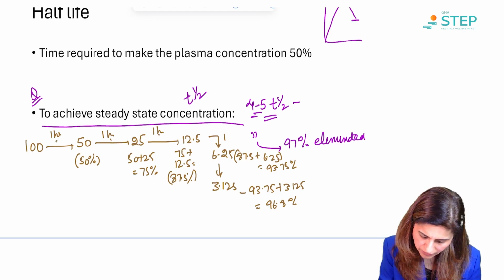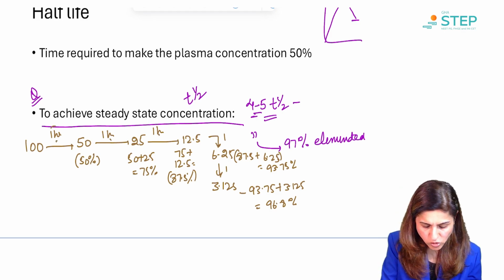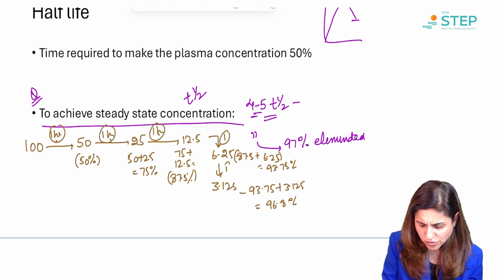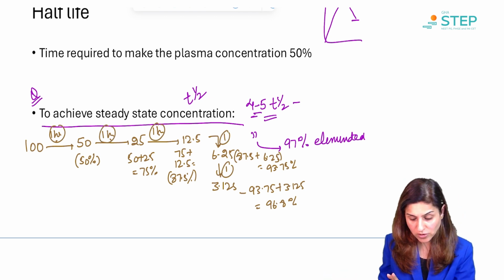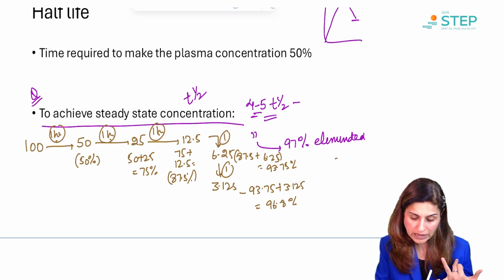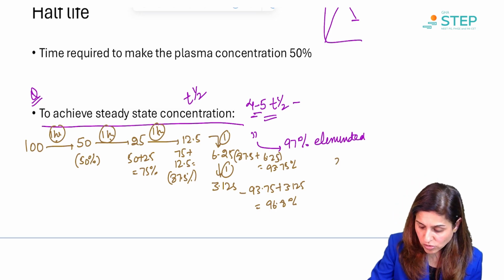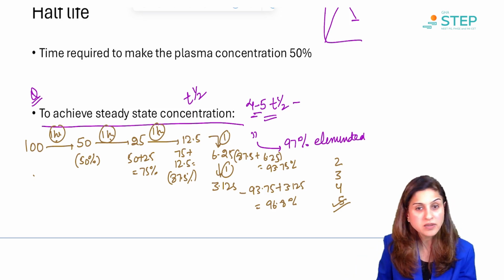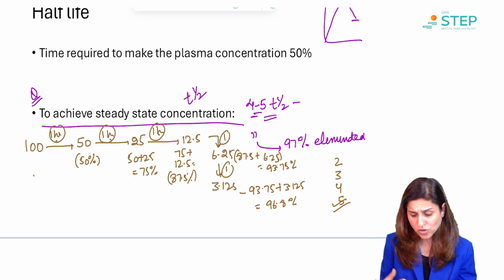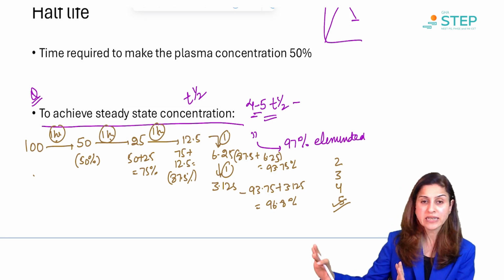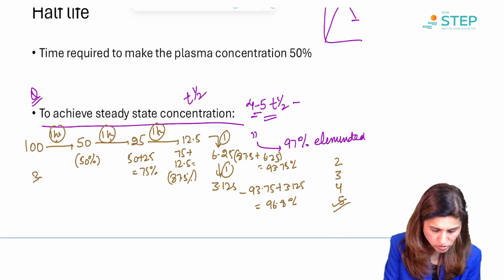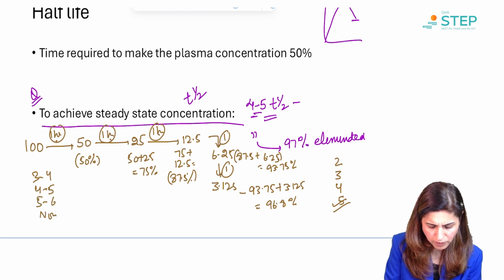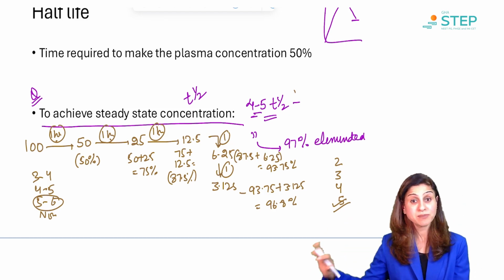So 97%, how much did it take? 1, 2, 3, 4, 5. So this is 5, right? So approximately it took about 4 to 5 half-lives, about 5 half-lives for the drug to go. So if the question asks how many half-lives are required, and the options are 2, 3, 4, 5, you will always go with this option, the nearest option. As you go further, in the 6th half-life, more drug is going to be eliminated, so almost completely eliminated. If the options are 3 to 4, 4 to 5, 5 to 6, or none of the above, you will always go with the maximum half-lives in the option.